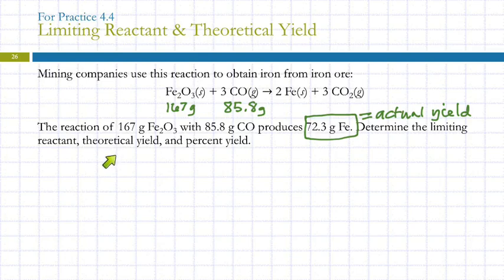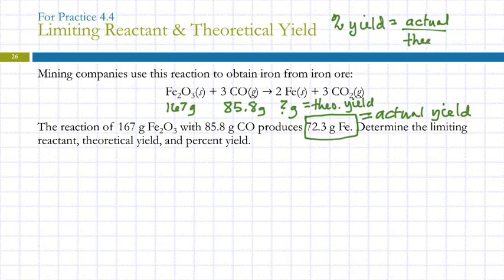They're asking us for the theoretical yield. The theoretical yield you calculate using stoichiometry. Here we have to do 2 calculations because we don't know which one of these is going to limit the reaction, and we're trying to find out how many grams of iron is formed. That's going to be the theoretical yield. And then remember that percent yield is going to be the actual divided by the theoretical times 100.